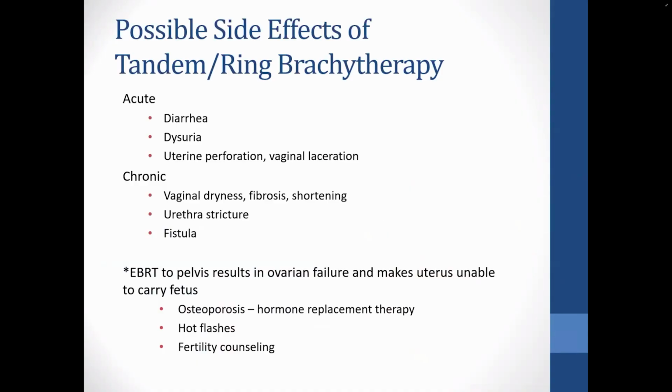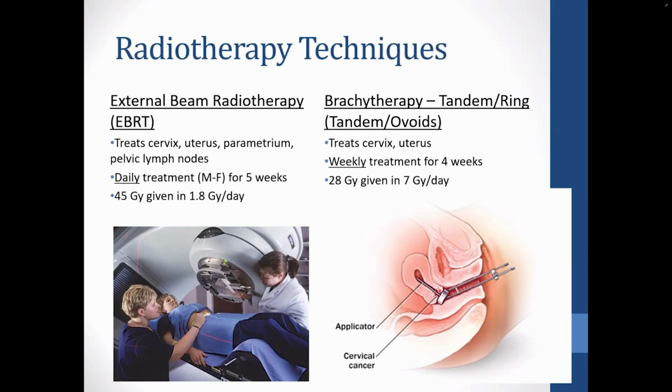The possible side effects of tandem ring or tandem ovoid brachytherapy are divided again into acute and chronic side effects. Acutely, patients may develop diarrhea and pain on urination. The applicators themselves may result in uterine perforation, which means that the tandem can poke through the uterus. Sometimes it is difficult to figure out exactly where to put this tandem when you're going through the cervical os. That cervical os may be covered with cancer, and so you may not be able to find this opening. And so sometimes it can be a little bit of a guessing game where we insert this.